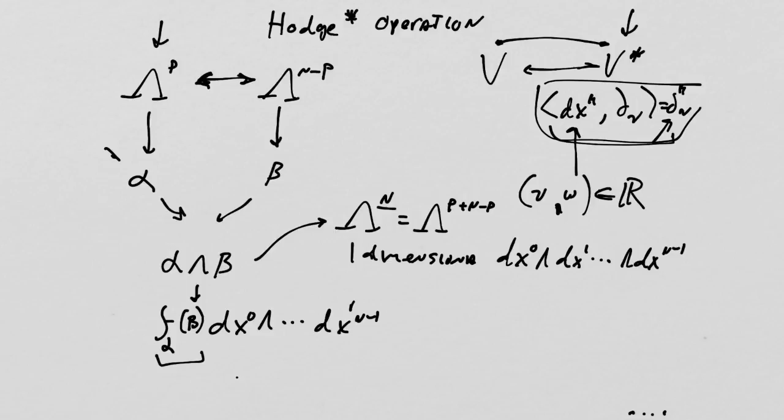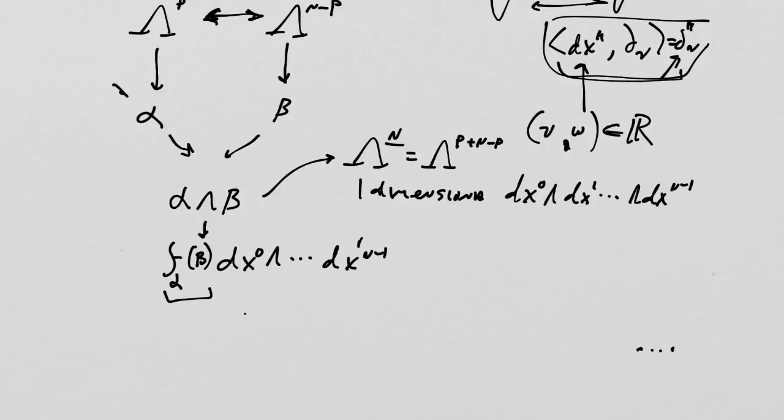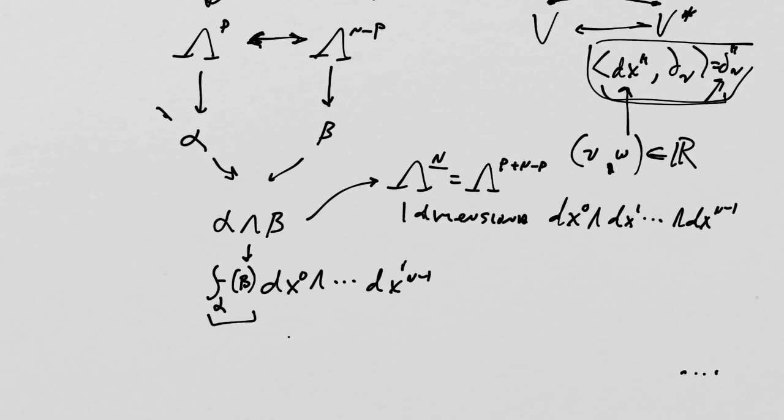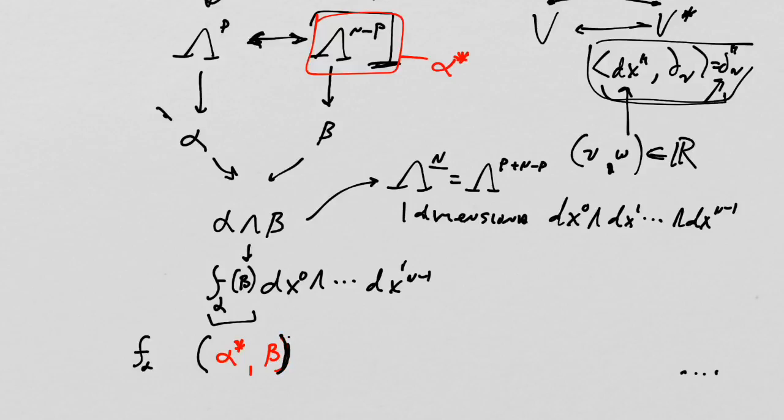Well, now my question is, everything being linear, we can assert that there exists an element of this vector space here. Let me put it in red. There exists an element in this vector space that I'm going to call alpha star. And that's really alpha Hodge star. And alpha star inner product beta is going to be the value of f alpha beta. And this has got to always be true.